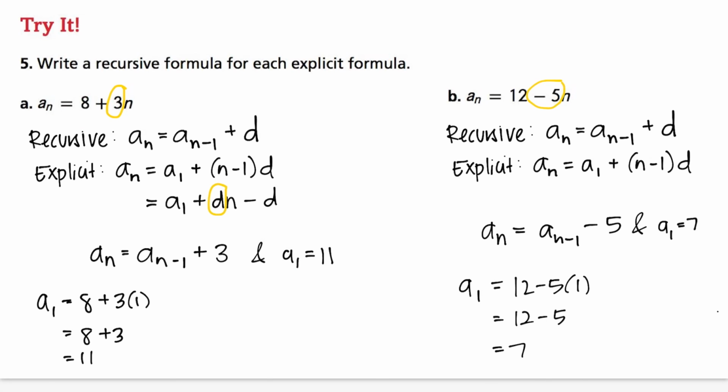For this next one, I look at the number that n is being multiplied by. This is a negative 5, so that means that my common difference is minus 5. From here, I'm going to plug in 1 in for n, and I end up getting that a sub 1 equals 7.